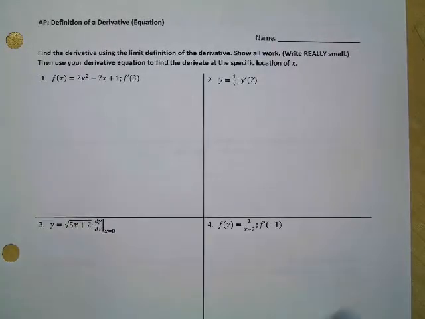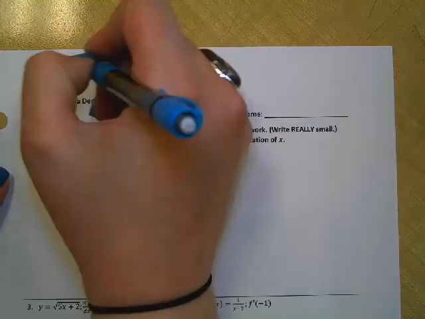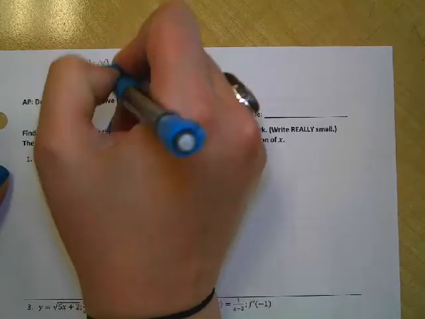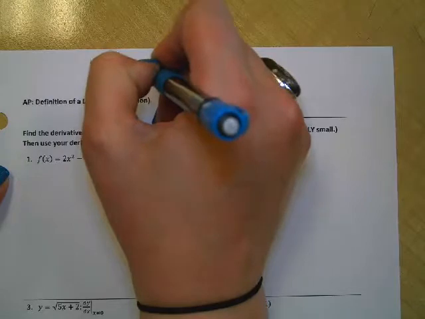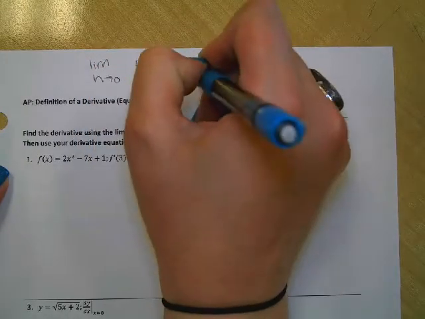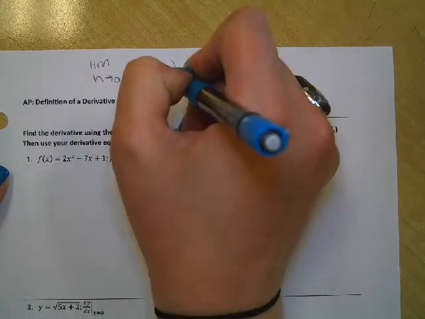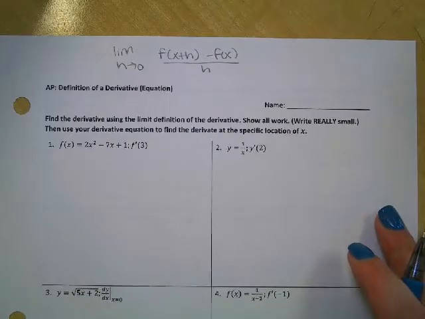Okay, so at the top of your page, let's go ahead and write the limit as h goes to 0 of f of x plus h minus f of x, over h. So that's the formula that we're using.